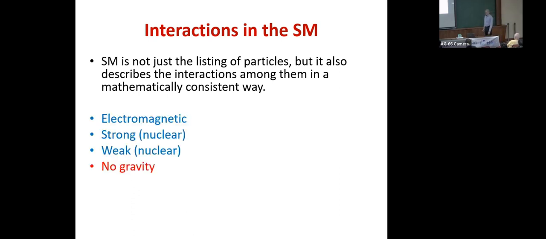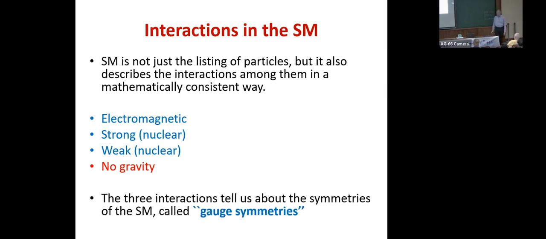Of course, there are 4 interactions. The standard model does not concern itself with gravity. We do not know how to do this yet, but we will be combining electromagnetic, strong, and weak forces together through symmetries that we call gauge symmetries. So most of the time today, we'll go into trying to describe what the gauge symmetries are.